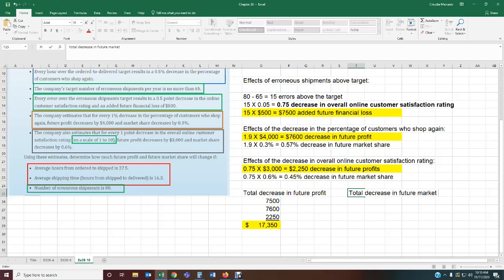market share, let's highlight these. We're going to have a 0.57% decrease in future market share right there. And let me highlight this another color. And then we have a 0.5% decrease in future market share down here. So this is the effect of the decrease in percentage of customers who shop again versus the second part is based on customer satisfaction rating. So we have those two items right there.